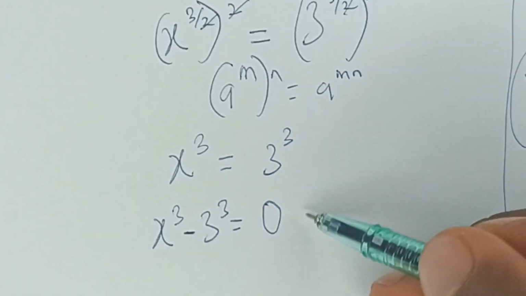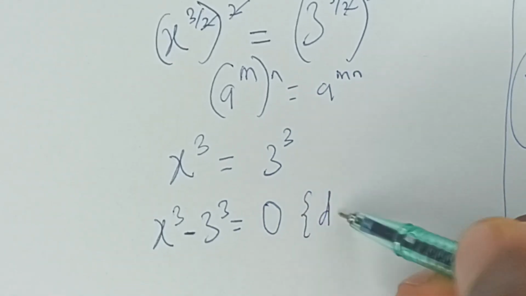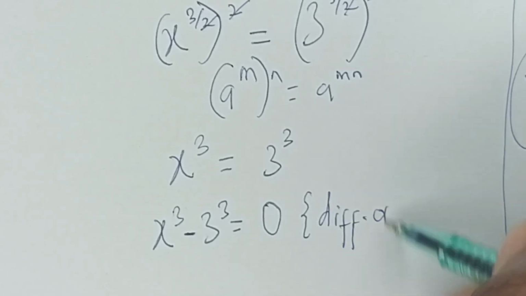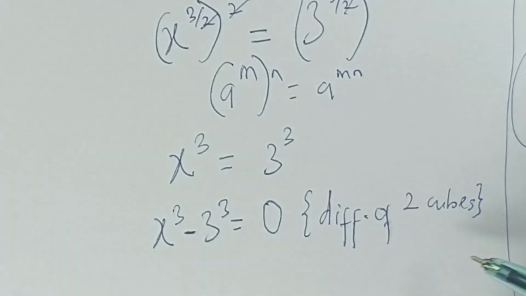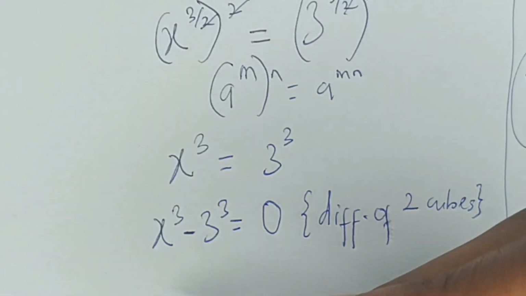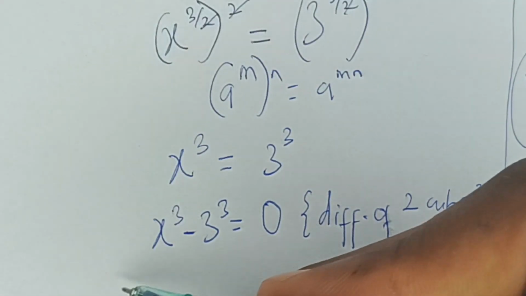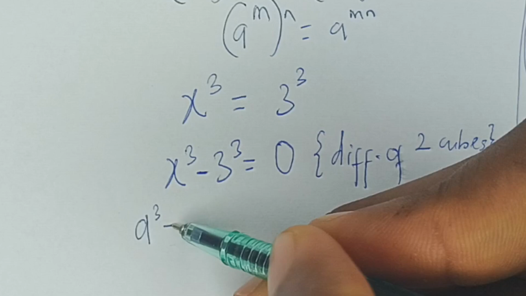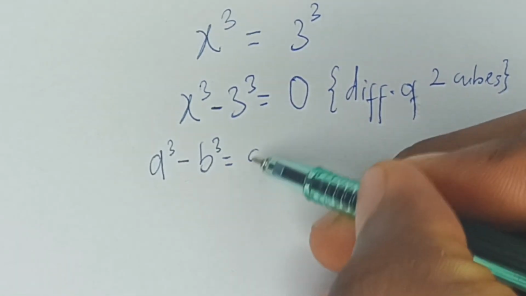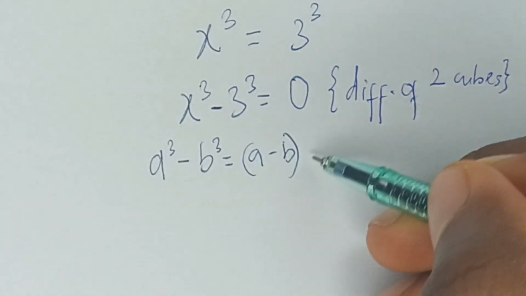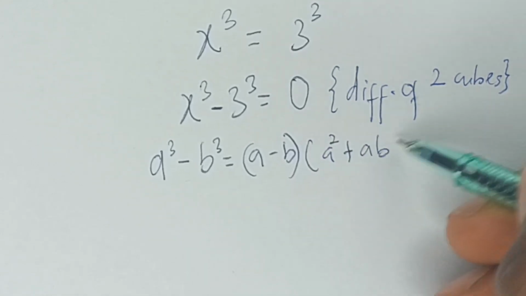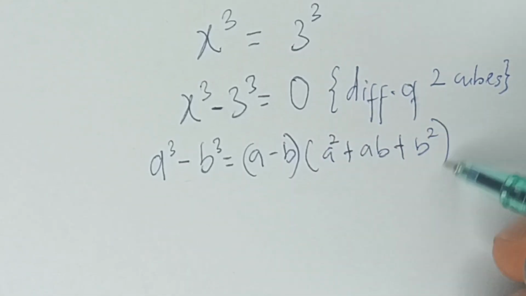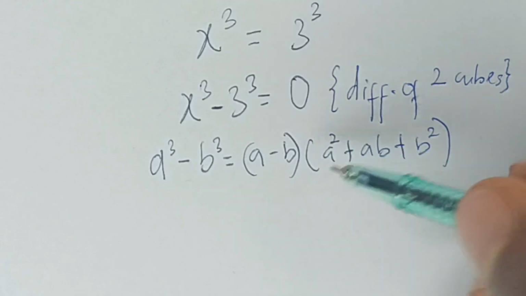This is a difference of two cubes, and there is a law governing this, just like you have difference of two squares. The law states that a raised to power 3 minus b raised to power 3 is equal to a minus b, times a squared plus ab plus b squared. Now we'll apply this here.